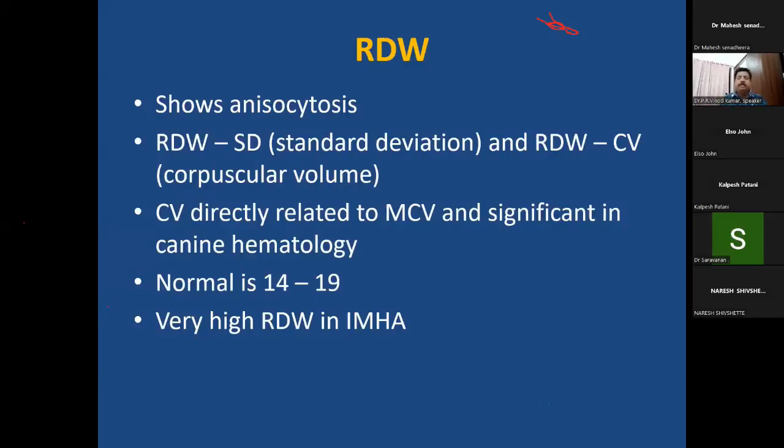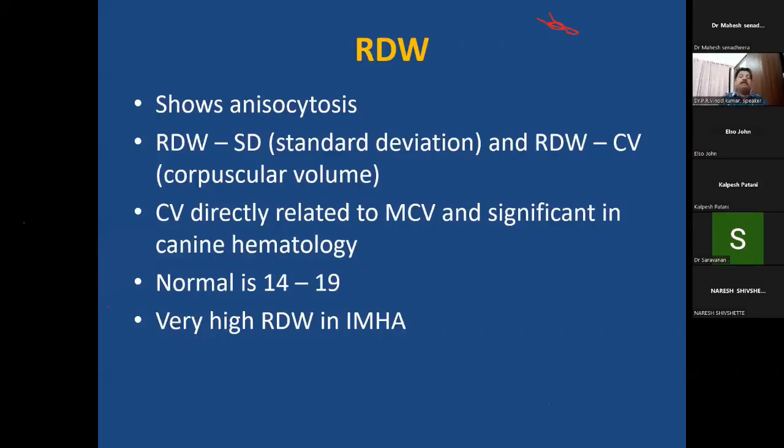Don't go beyond. If it is going beyond 19, even nearing 19, like 16, 17, 18, we can say that anisocytosis is there. So we have to examine the blood for other things, like why there is anisocytosis. Is there Babesia canis or Babesia gibsoni? You have to look for that. So these are all indications. A high RDW is a clear indication that there is anisocytosis.